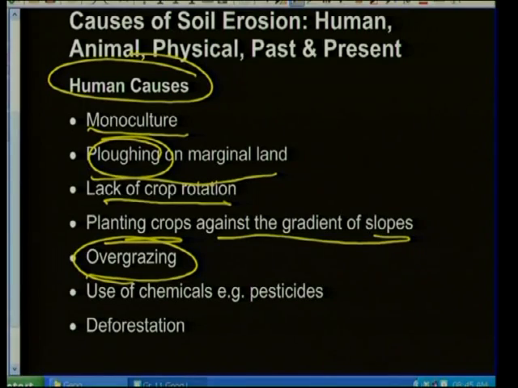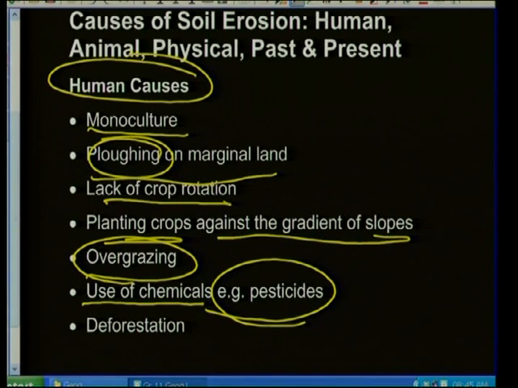Overgrazing. This aspect specifically looks at those stock farmers that expose their animals to the same piece of land. Just like monoculture, we have a situation in stock farming which we refer to as overgrazing, where the same land is used by the same animals year in, year out, and this accelerates the rate of soil erosion and reduces the amount of growth on the land. The use of chemicals, example, pesticides.